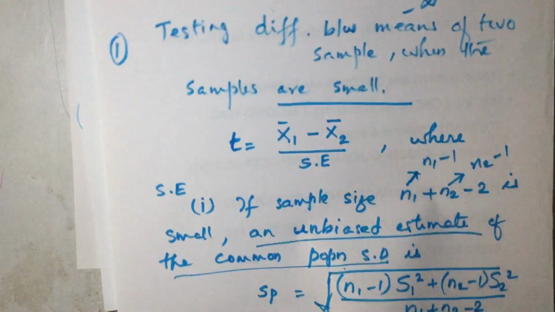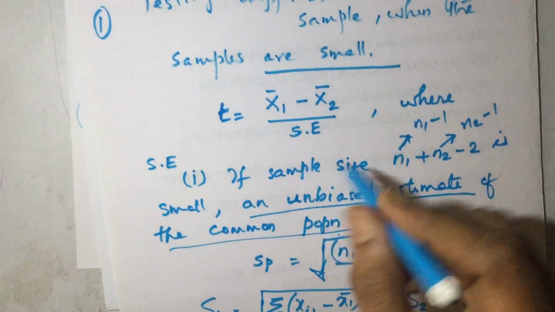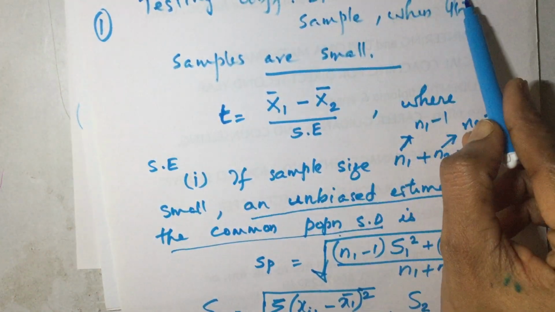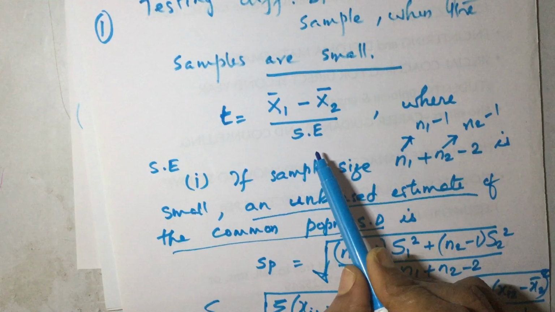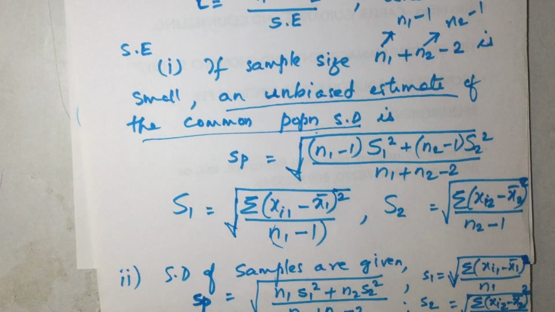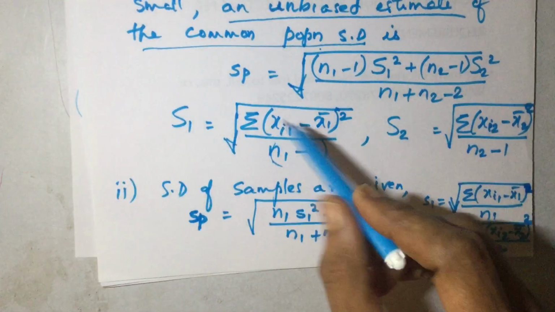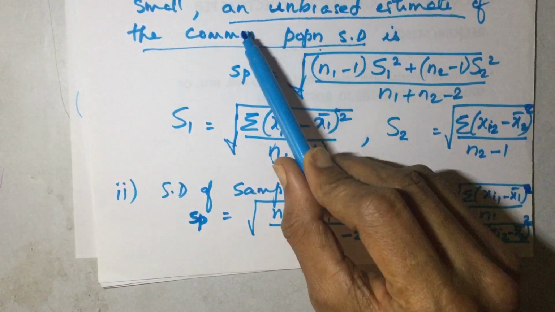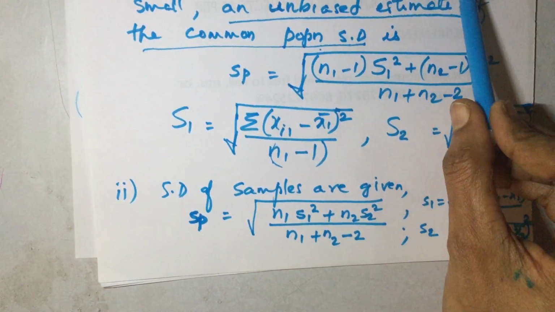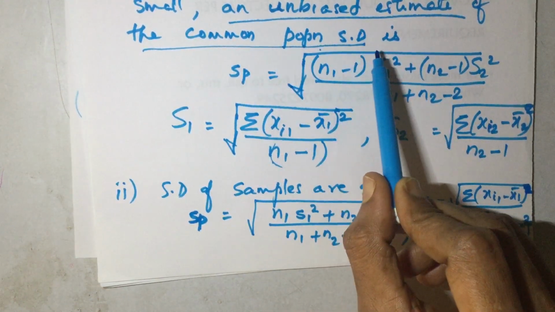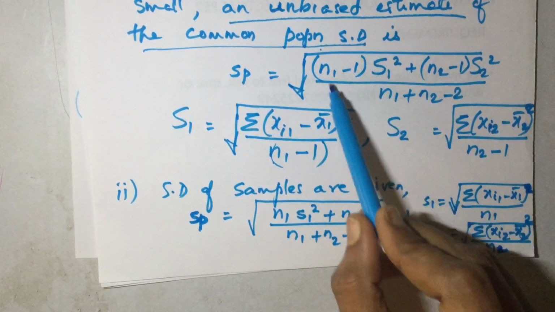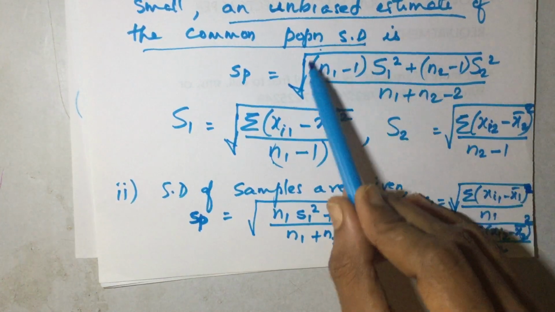So here two formula we had studied, that is, to use T distribution to test difference between means of two samples, we consider x1 bar minus x2 bar divided by standard error, where in the first case, if the sample size n1 plus n2 minus 2 is small, then an unbiased estimate of the common population standard deviation, that is this formula we use to find the SP.